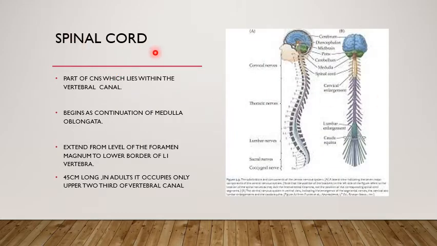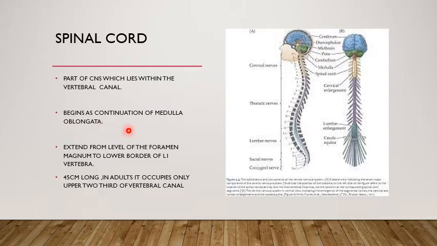What is the spinal cord? We have already understood it's a part of the central nervous system which lies within the vertebral canal. When you studied the skeletal system, we studied the vertebrae and the vertebral canal. So this is that part of the central nervous system which lies within the vertebral canal.